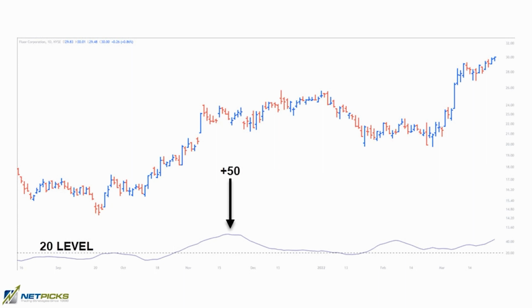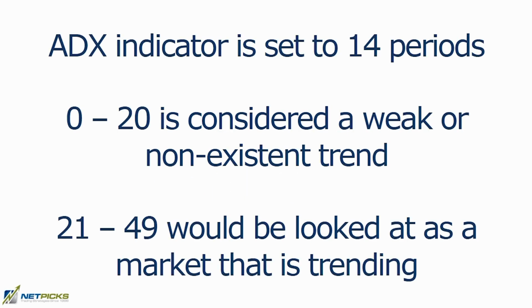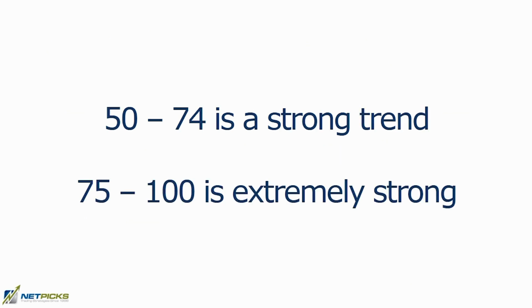It's possibly consolidating. Now, keep in mind, the ADX does not indicate the direction of the trend. Okay, it just simply tells us the market is trending, either strong or weak. How do you read it? You can set it to 14 periods, 20 periods. 0 to 20 is considered a weak or non-existent trend. From 21 to 49, we would look at that as a market that's trending. And then we'd be looking to take trend trades like reversals out of pullbacks.